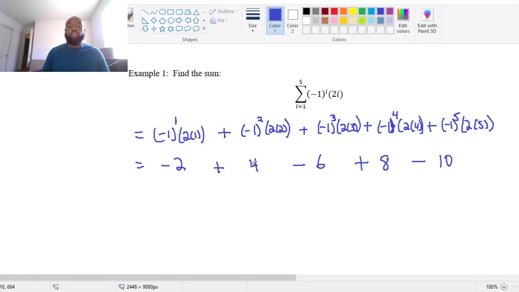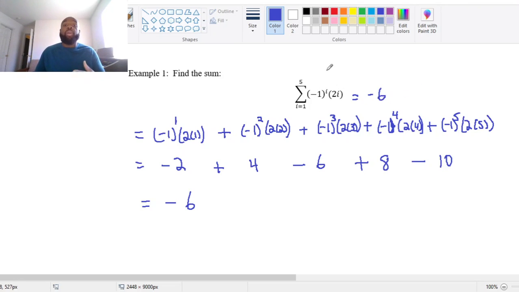So negative 2 plus 4 is 2. So this is 2 minus 6, which is negative 4, plus 8, which is 4, minus 10, which is negative 6. All right, and let me make sure I did that right. This is a negative 18, because if I combine my negatives, that's negative 10, negative 16, negative 18. And then 4 and 8 is positive 12. 12 minus 18 is negative 6. And so we did that calculation correctly, and this is what the sum equals. So the sum from I equals 1 to 5 of negative 1 to the I times 2I equals negative 6.